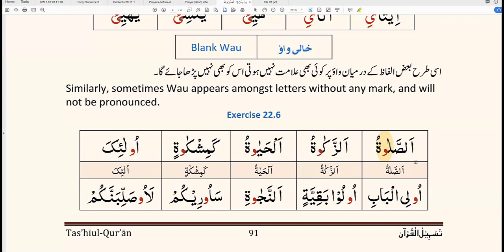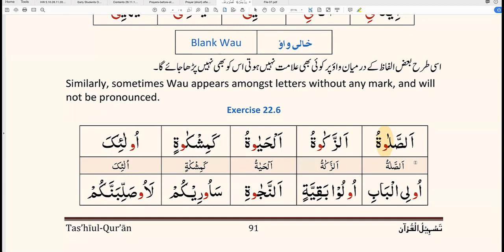Jazakumullah. Okay, sweetheart. So this is a very simple exercise, exercise 22.6. We are going to read through and we are not going to pronounce the blank wow. And to help us, it's been written in red, so our eye can go to it, okay? So we start off by looking at this word, okay? So this word here, and what we're noticing is that there's an alif with a fatha, then there's a lam, and then there's a sad with tashdid.